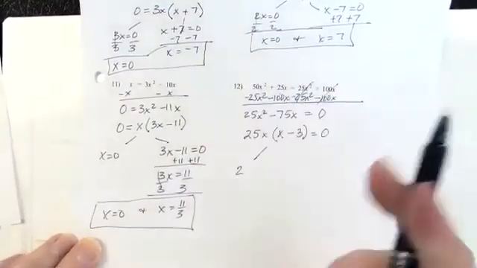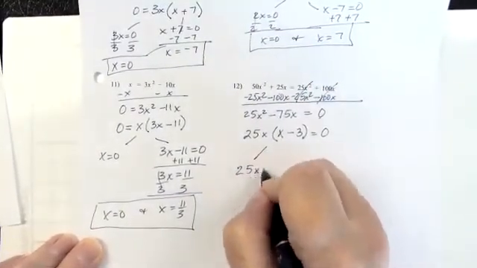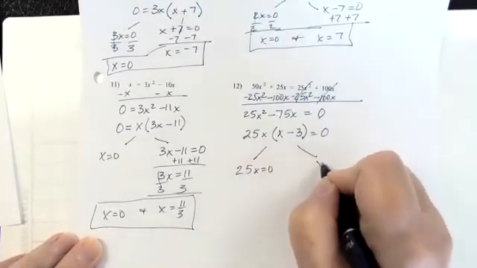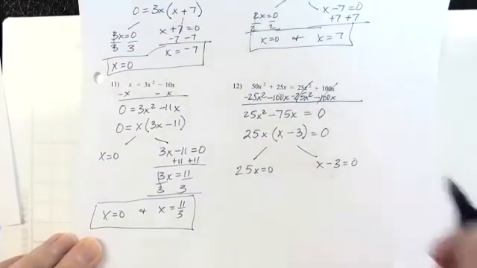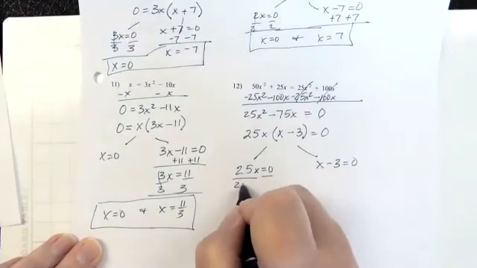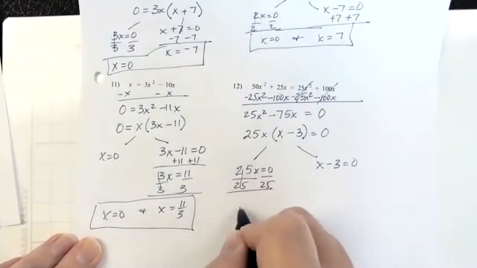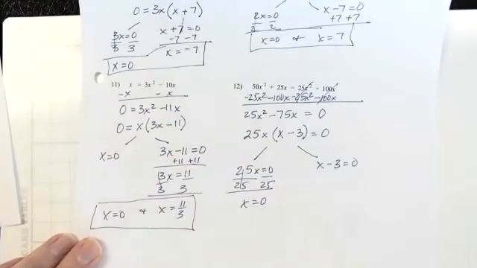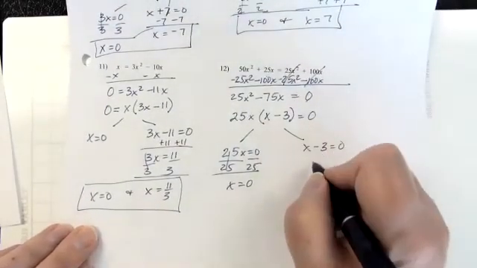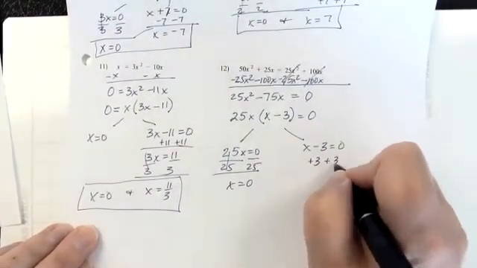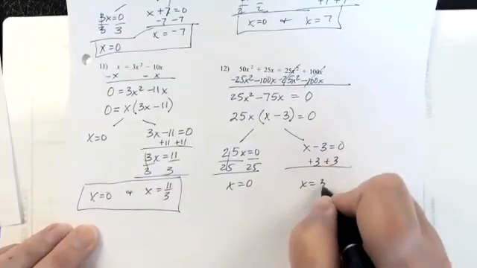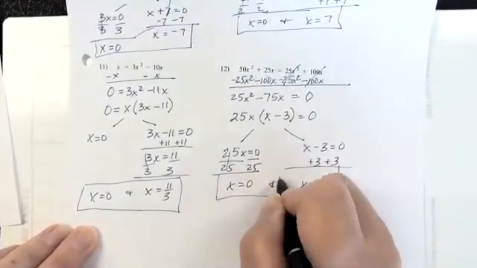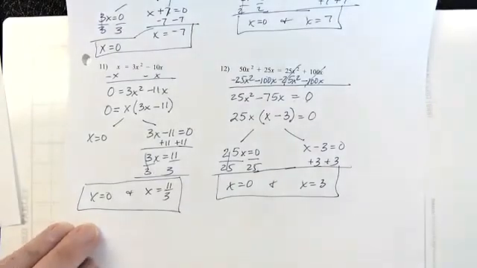25x can equal 0, or x minus 3 can equal 0, and then solve. Divide each side by 25 to get x equals 0. Add 3 to each side to get x equals 3. Okay, so x equals 0 and x equals 3.